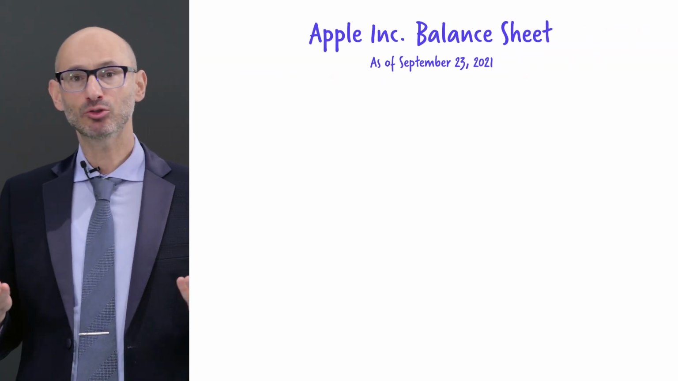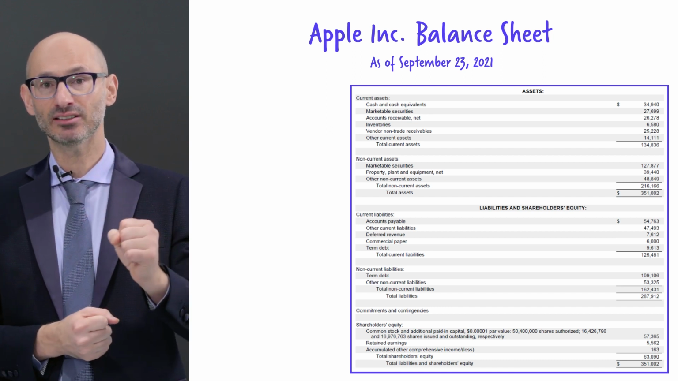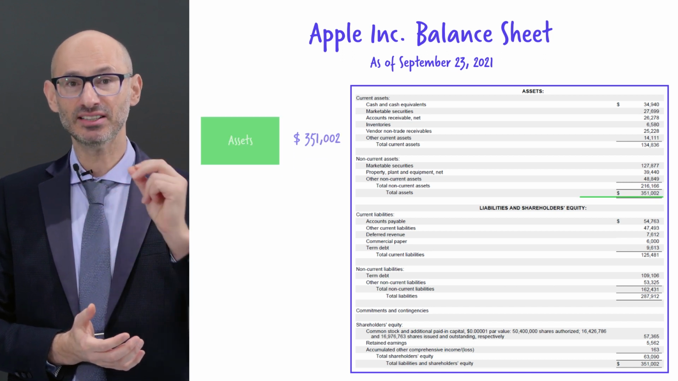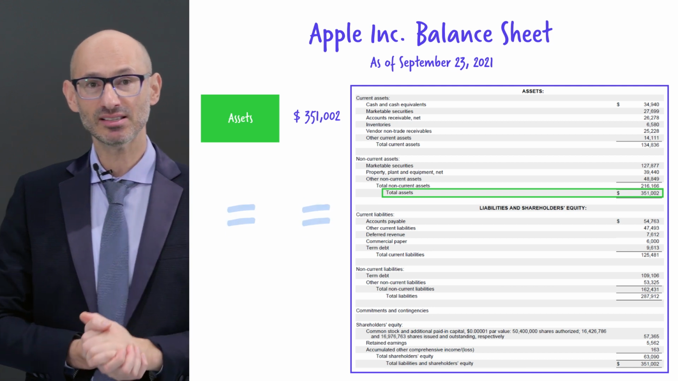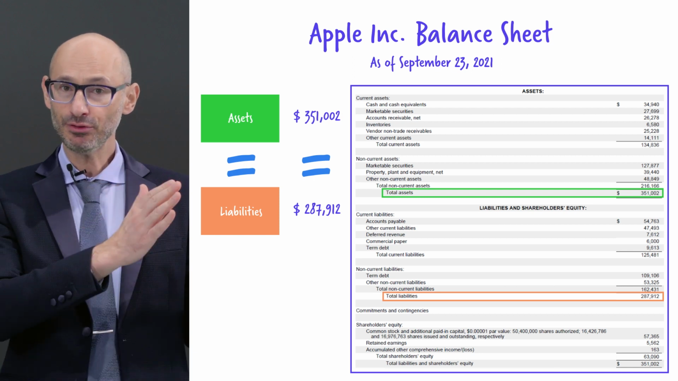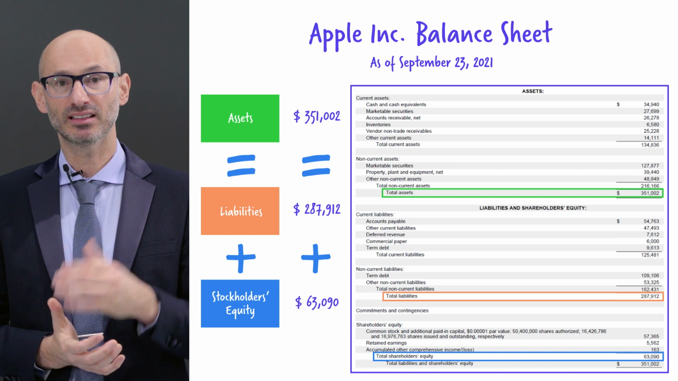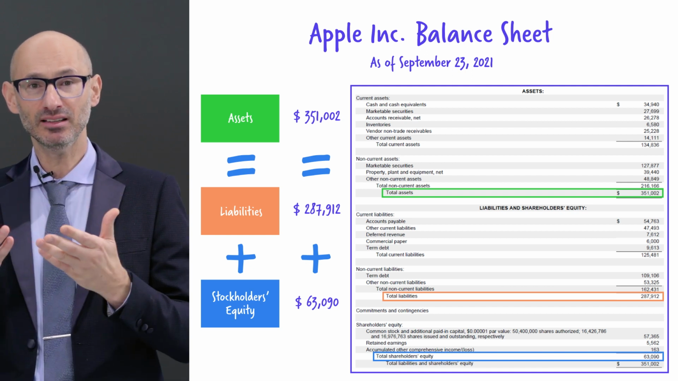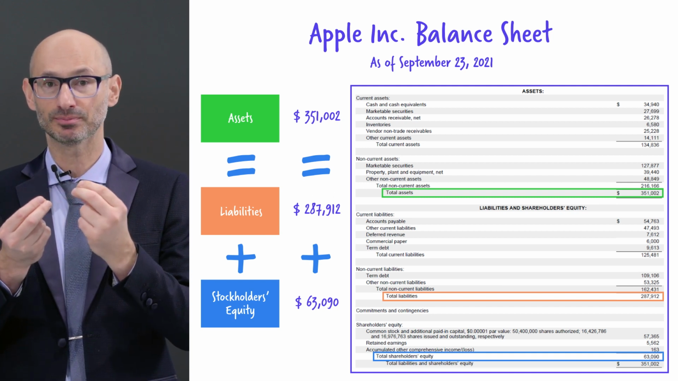Let us quickly jump into an example. Here in front of you is the balance sheet as extracted from the 10-K of Apple. We see here that assets are $351 billion and that liabilities are $287.9 billion. The difference between assets and liabilities is total shareholders' equity and amounts to $63 billion. Naturally, that $63 billion number comes as a difference between assets and liabilities.